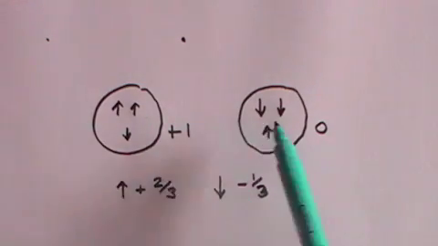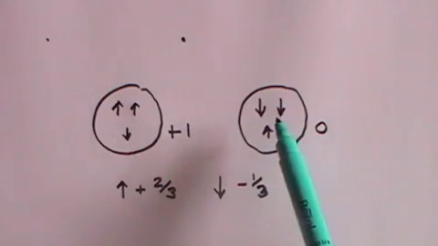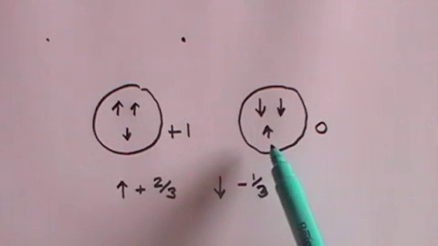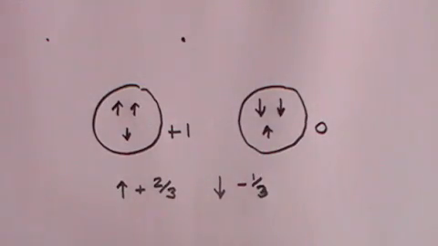It also explains why these are different, because you've got a different distribution of charges. Here you've got two lots of 2/3 and a -1/3. Here you've got two lots of -1/3 and one plus 2/3. So you're going to get a different value of G in the equation.